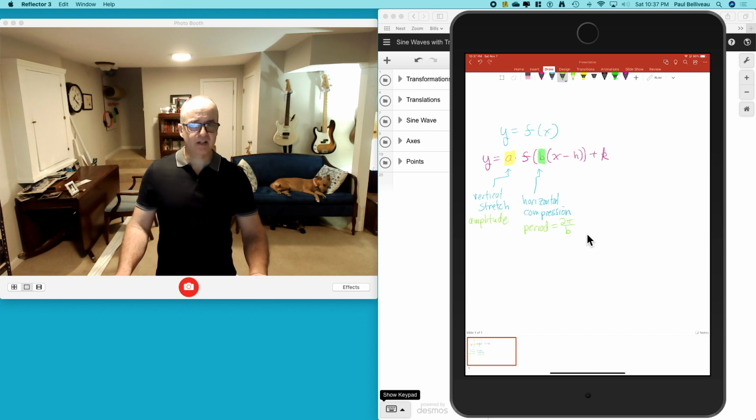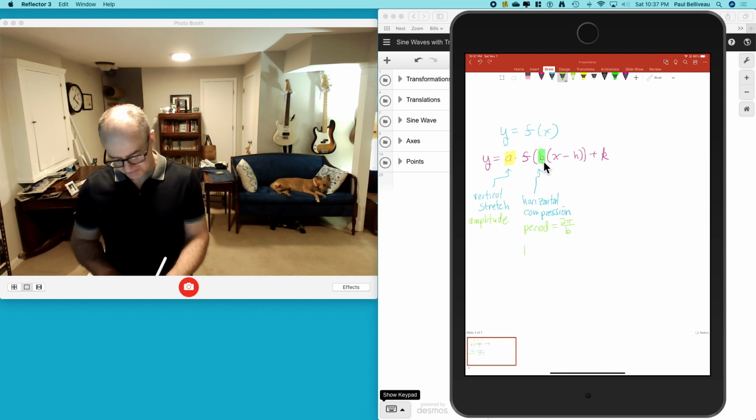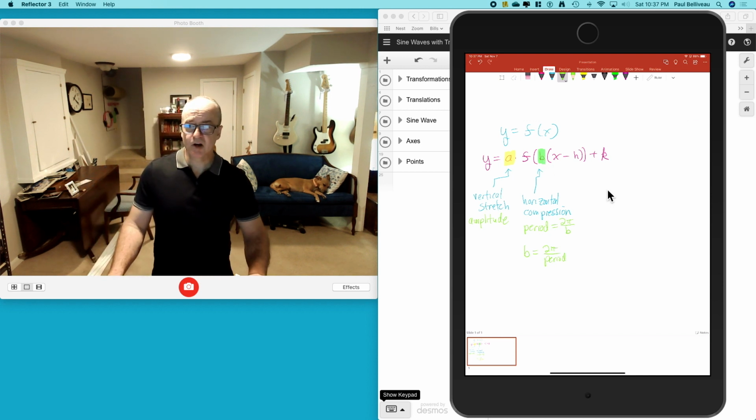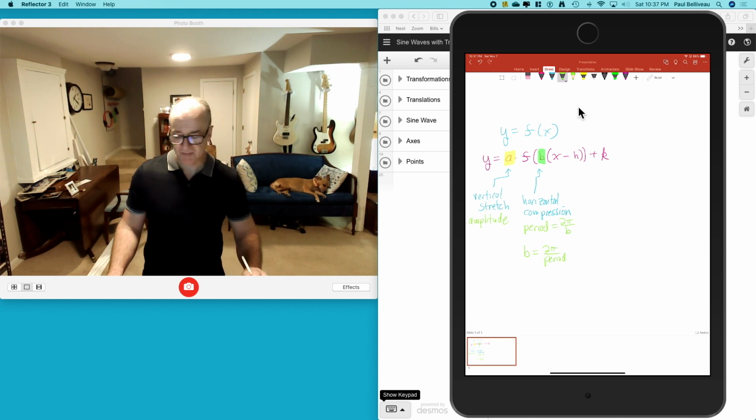If you know the period of your sine and cosine wave and you want to know what coefficient goes there, well, b, that coefficient, will always be 2 pi divided by your period. And tomorrow we'll be meeting synchronously, so then I will be happy to go over exactly how this works, show the algebra on that one.